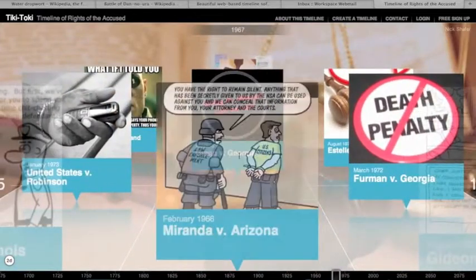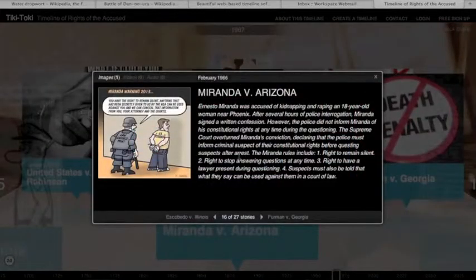Miranda v. Arizona is another very important court case. But what's interesting about this one is it moves away from the theme of incorporation we've seen so far into expanding rights that are not directly stated in the Constitution, and also describing the police and law enforcement role in the rights of the accused and the justice process.